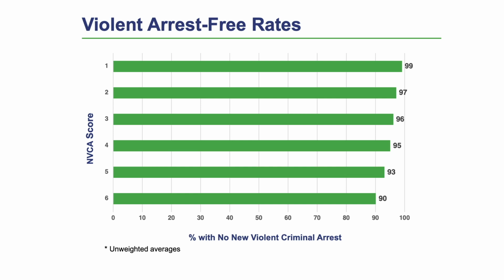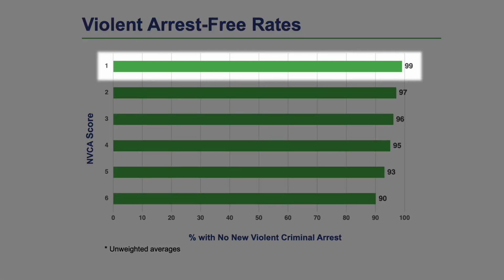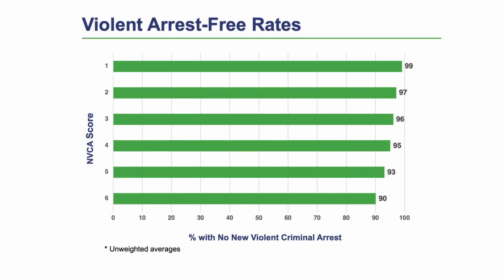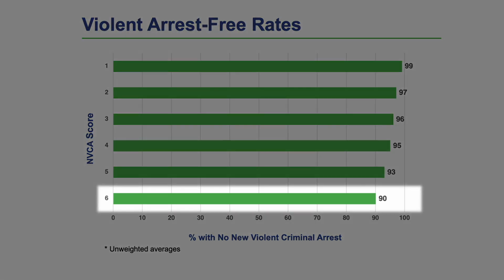You can see that in the group with an NVCA score of 1, 99% of the people were not arrested for a violent offense. At the other end, for cases with NVCA scores of 6, those assessed as being most likely to be arrested for a new violent offense during pretrial release, they were not arrested for a violent offense 90% of the time.